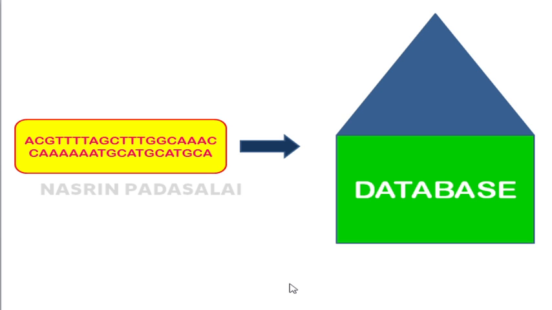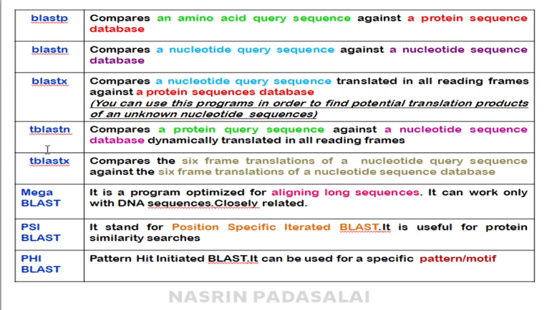So this is what I am telling you. This is a sequence which you have in hand, and you will be comparing it with the sequences present in the database. So these are the list of BLAST programs. First is BLASTP. BLASTP is a software program which compares an amino acid query sequence against a protein sequence database. BLASTN, N for nucleotide, compares a nucleotide query sequence against a nucleotide sequence database.